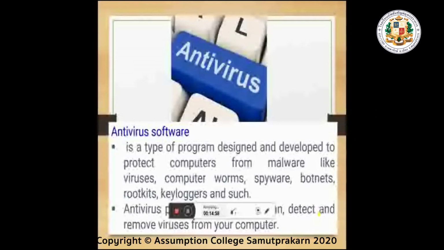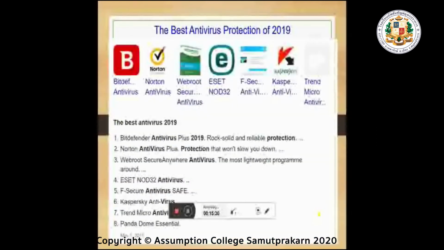So, as mentioned before, antivirus software is a type of program, but this one is designed to protect your computer from different malware, like viruses, worms, and so many more. Your antivirus program will scan your computer to detect and also to remove those viruses that it can catch in your computer. So that's antivirus software.